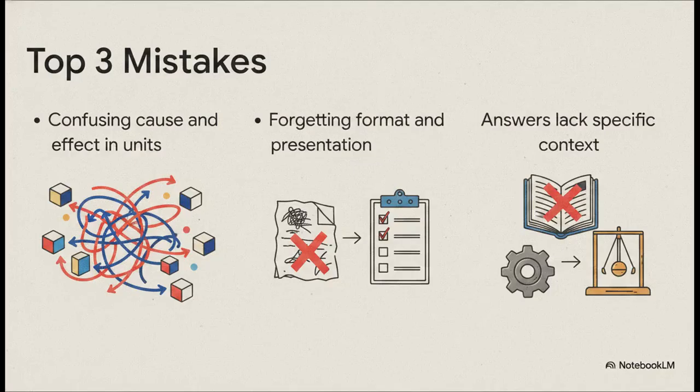Let's break them down. First up, confusing cause and effect in SI units, base quantities, and derived units. Students often jumble up which base units combine to create a derived unit, and that leads to a whole cascade of errors. Second, forgetting to check format and presentation. This means ignoring strict conventions like proper headings, clear annotation, and using the wrong formats for your final answer. Third, answers are not specific to the context given. Evaluation of evidence quality requires you to identify limitations and assumptions specific to the exact scenario in the question, not just reciting some generic textbook definition.